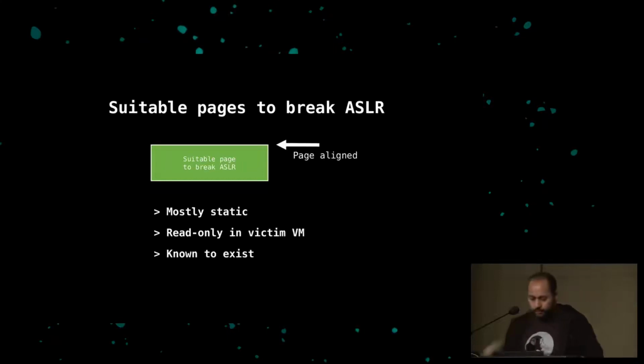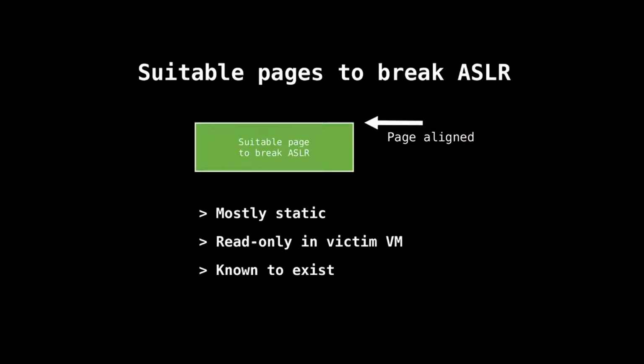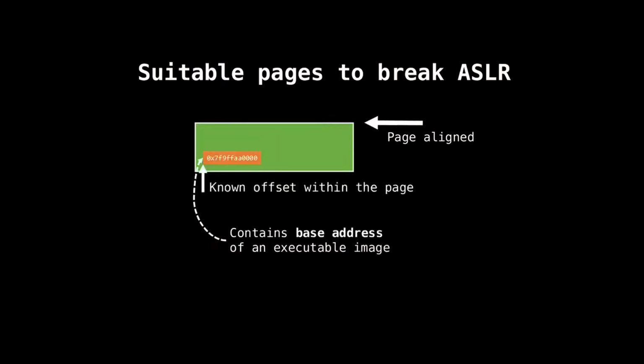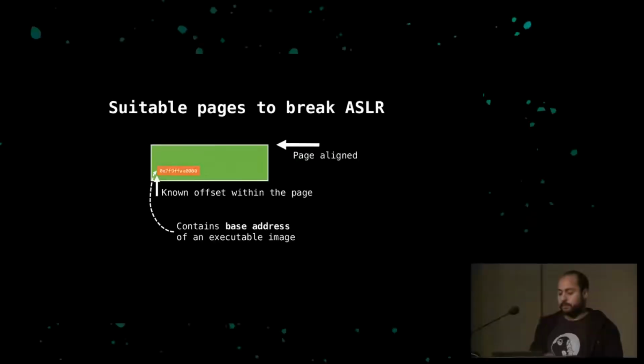So we looked at suitable pages to break ASLR, and certain straightforward criteria are: you have to know, as an attacker, that that page exists in another VM. It has to be read-only ideally in the VM, because if it changes too often, then it will not be deduplicated. And it has to be page-aligned, so you really need to know the content, mostly, of that page.